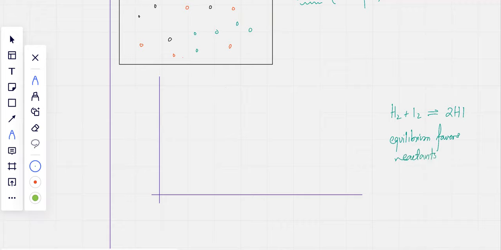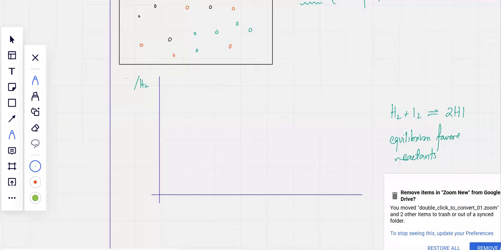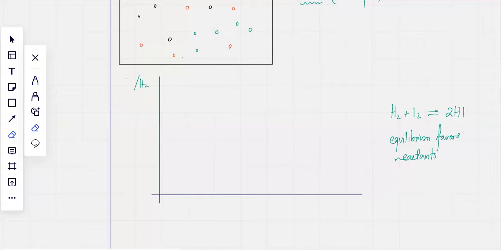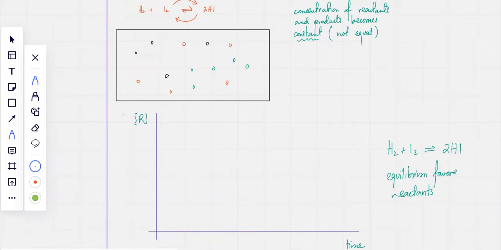So my container initially had H2 and I2. Those were my reactants, or I'm just going to write R over here. The concentration of my reactants. And this axis is time. So the reactants would start reacting with each other. The H2 and I2 are going to react with each other and start forming HI. So the amount of H2 and I2 would start to decrease, but it would eventually become constant.